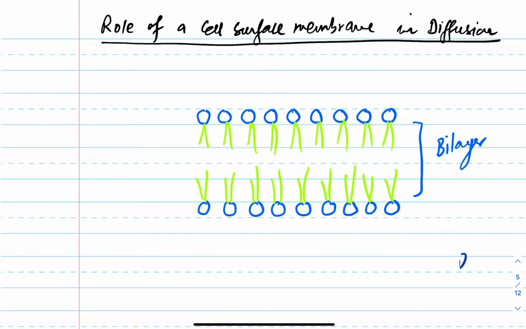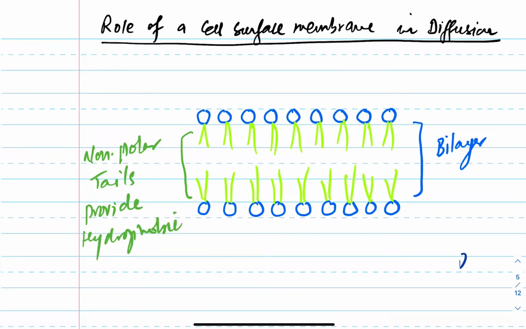The tails are non-polar. These non-polar tails provide a hydrophobic barrier. And polar heads are outwards. These are polar heads.